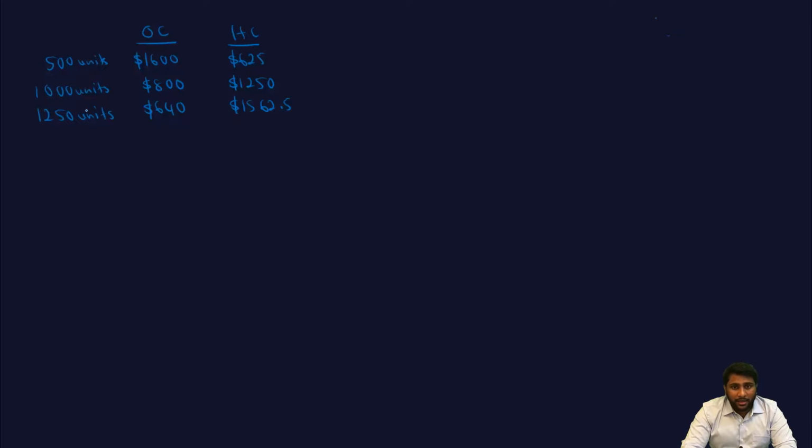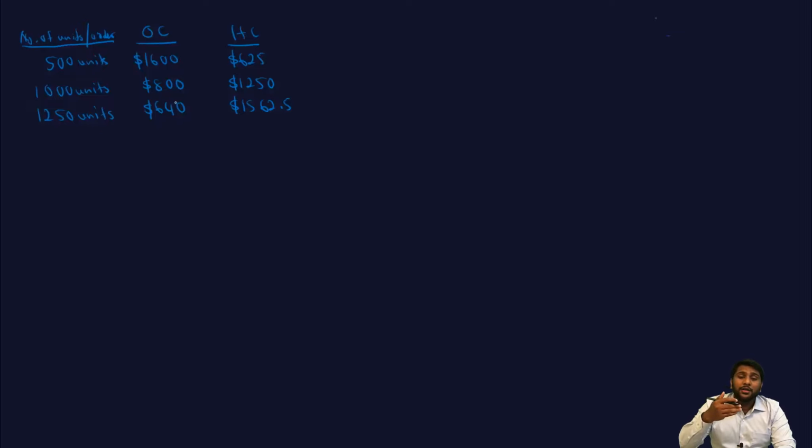Okay. Now, when you are looking at this, one thing that you have to understand: the number of units that you are ordering per order, per phone call, the number of units per order, when it increases, what's happening to the ordering cost? Ordering cost is decreasing. When you are ordering 500 units, your ordering cost is 1600. When you are ordering 1000 units per order, your ordering cost is only 800. When you are ordering 1250 units per order, your ordering cost is only 640.